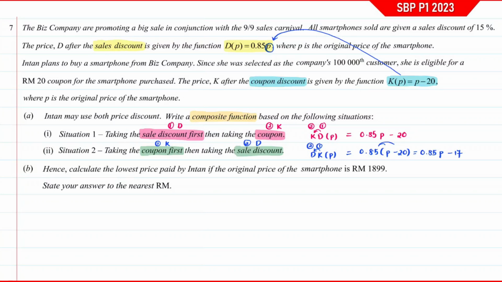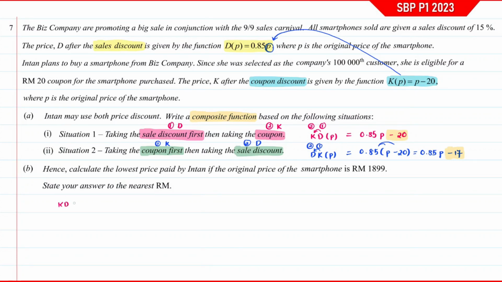Question B. Hence, calculate the lowest price paid by Intan if the original price of the smartphone is RM1899. State your answer to the nearest RM. If we refer to the composite functions in A, KD and DK, the difference is that one of them is minus 20 and the other one is minus 17. Therefore, the composite function KD, which is minus 20, will give the lowest price.